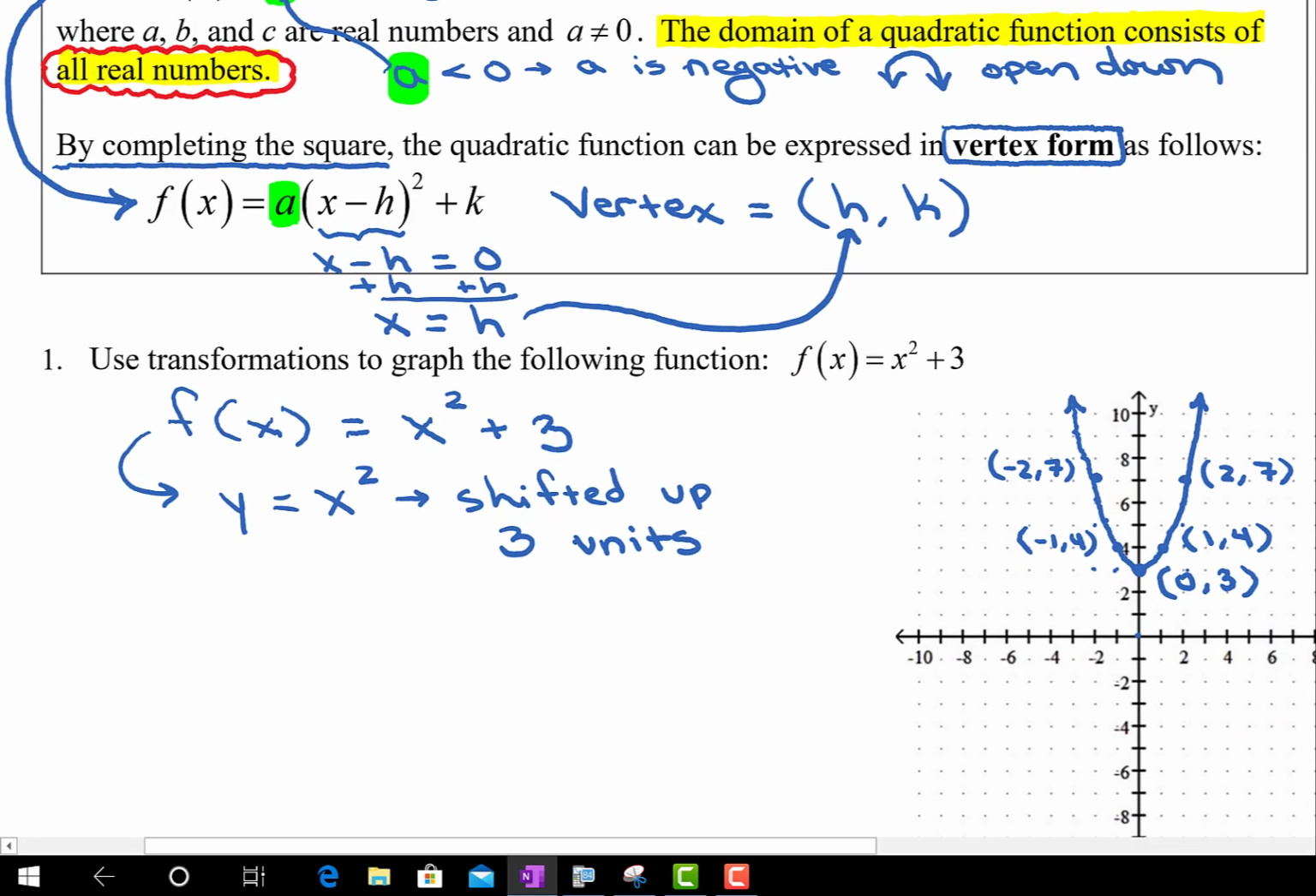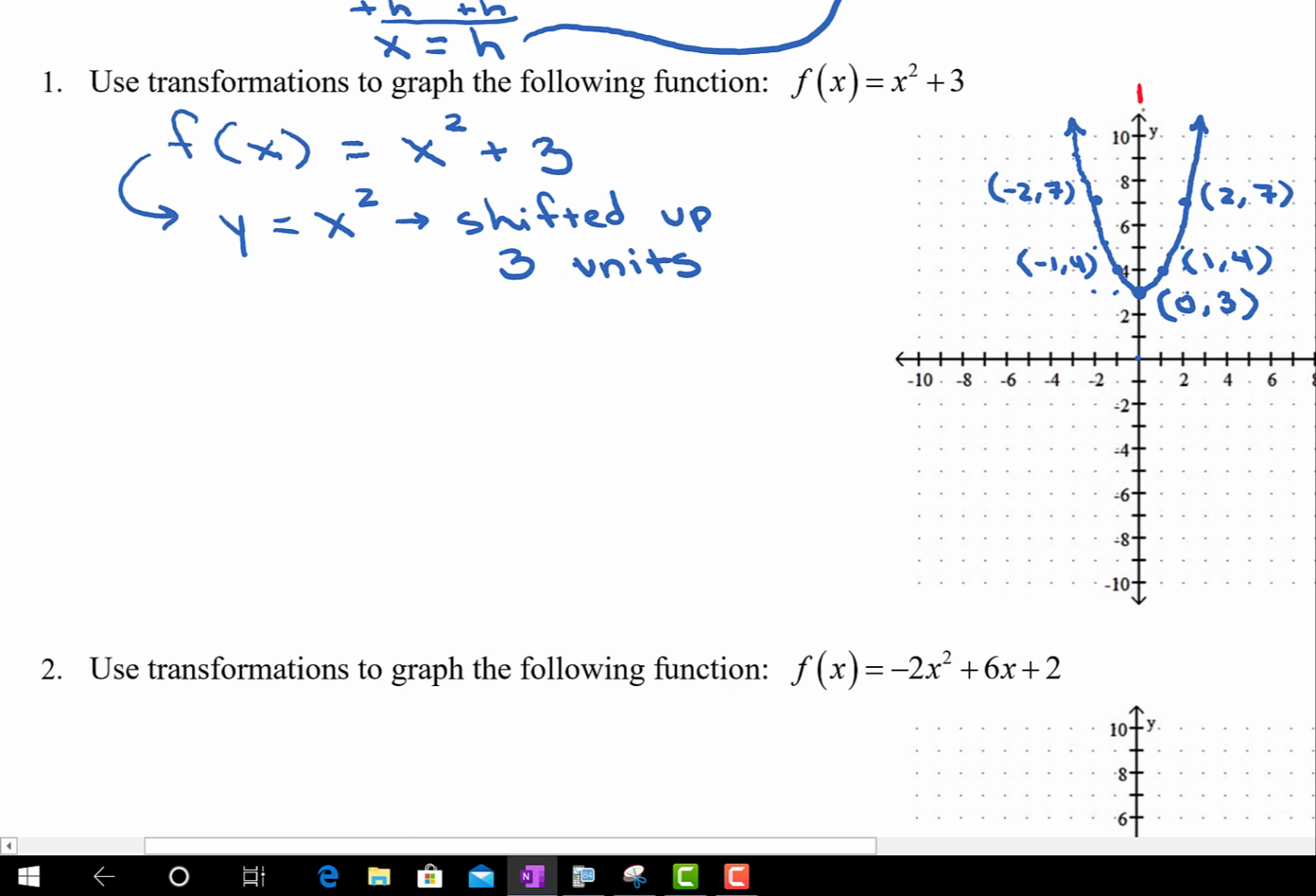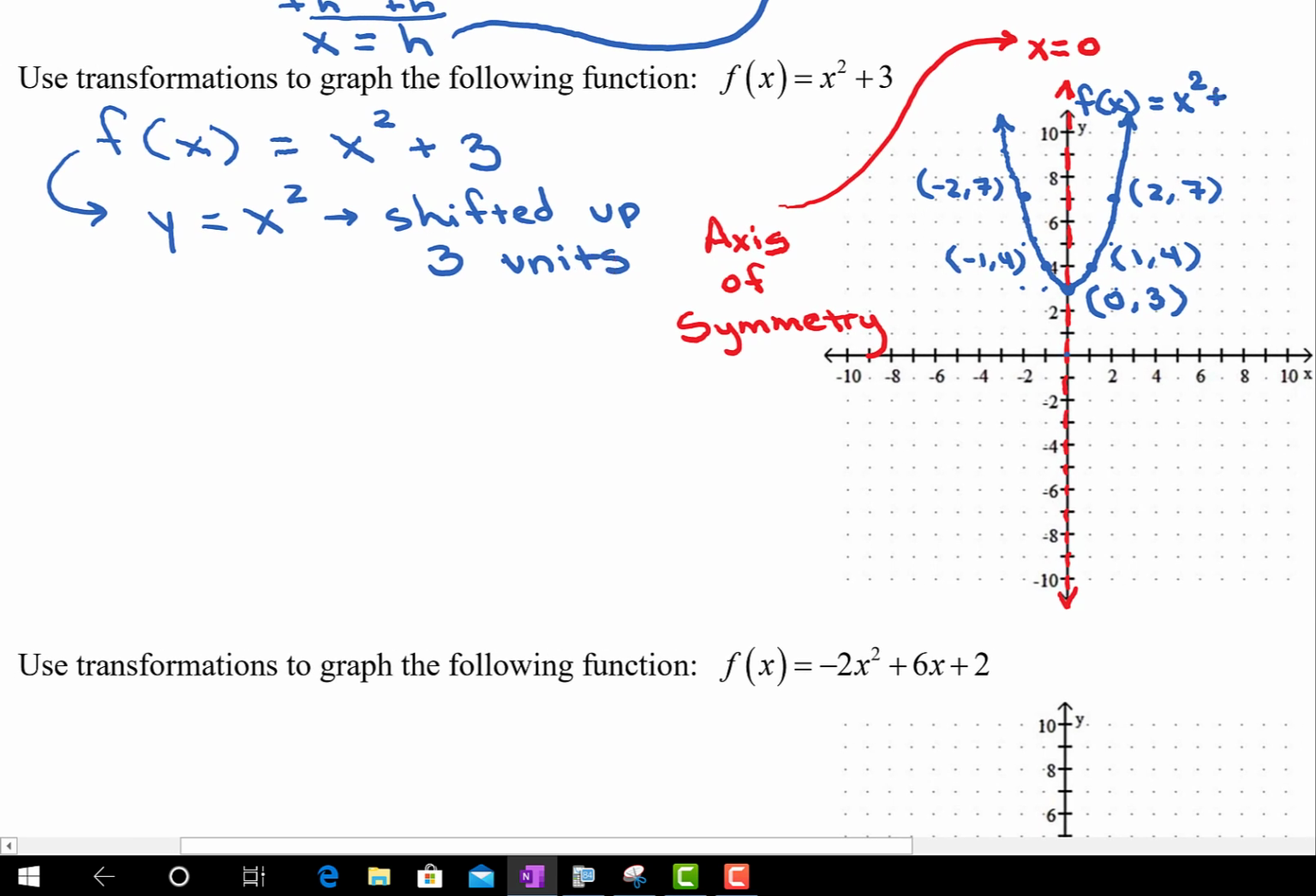We call the graph of this function a parabola. And notice that it is symmetrical on both sides of the y-axis. It's got an axis of symmetry that actually goes down the y-axis. The equation of that axis of symmetry is x equals 0. That means the graph is symmetrical on both sides of that line. Let me go ahead and label the equation of this function here: f of x equals x squared plus 3.